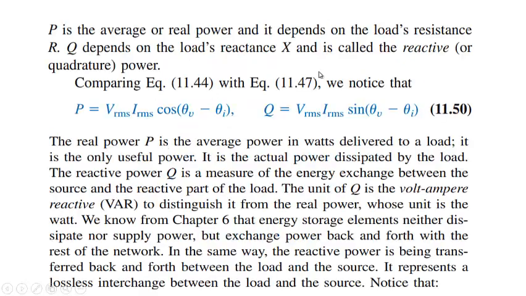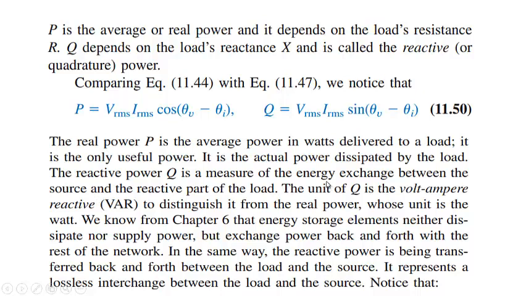Similarly, this Q is equal to Vrms Irms sine of theta v minus theta I. The real power is the average power in watts delivered to the load. It is the only useful power. So I have told you earlier that this cos theta will determine the amount of the useful power that is actually consumed by the load. It is the actual power dissipated by the load. This is the actual power which is actually dissipated or consumed by the load.